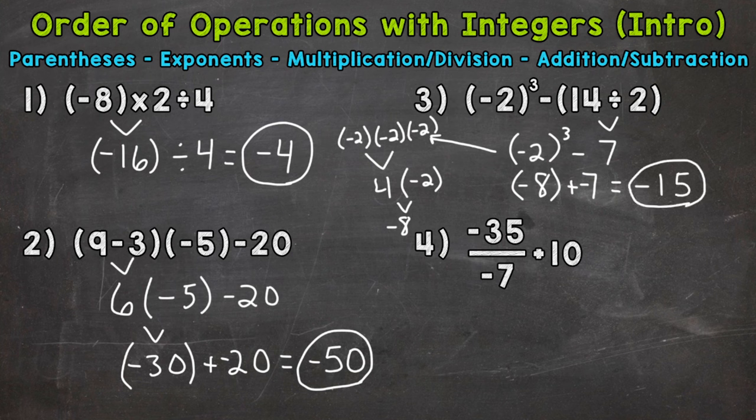And lastly, number 4, we have negative 35 divided by negative 7 plus 10. So, any parentheses? No. Any exponents? No. Any multiplication or division? Yes, we have negative 35 divided by negative 7. So a negative divided by a negative equals a positive. So this is going to be 5. Bring down our addition sign there and the 10. So we end with 5 plus 10, which equals a positive 15.